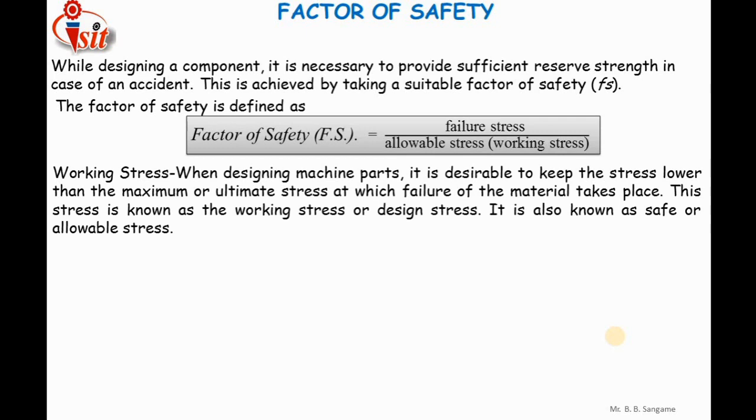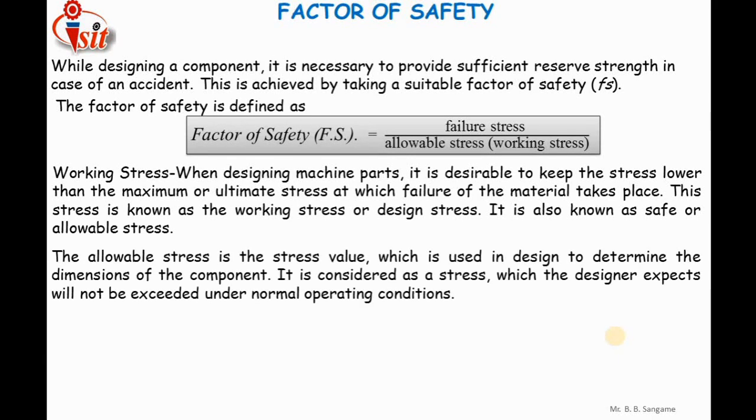Working stress: when designing machine parts, it is desirable to keep the stress lower than the maximum or ultimate stress at which the failure of the material takes place. This stress is known as working stress or design stress. It is also known as safe or allowable stress. The allowable stress is the stress value which is used in design to determine the dimensions of the component. It is considered as a stress which the designer expects will not be exceeded under normal operating conditions.